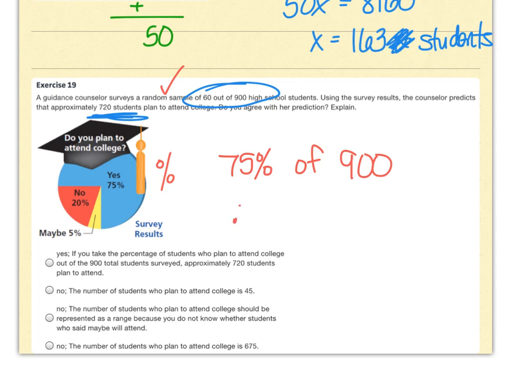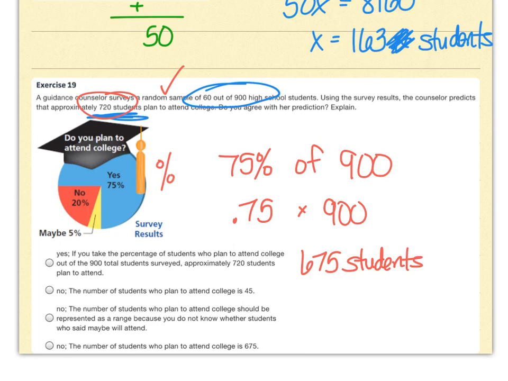And so I can turn that into a decimal. I can change "of" into times, one of the things we learned this year. And then I can put the 900 down, and then I'm going to multiply 0.75, 75% of 900. And 75% of 900 is 675 students. And what did the guidance counselor say? The guidance counselor said 720. I'd say she was probably off a little bit.